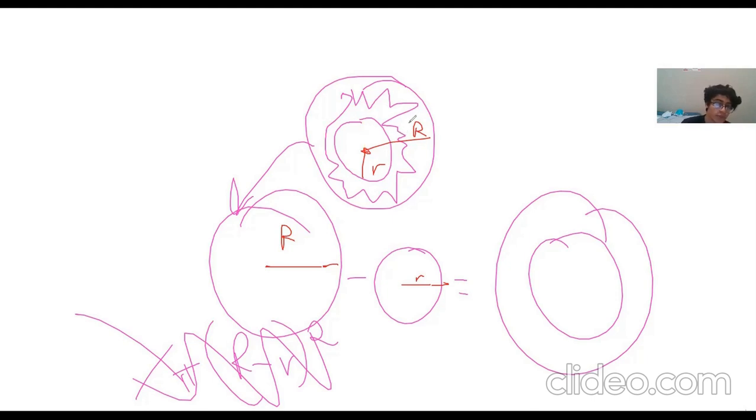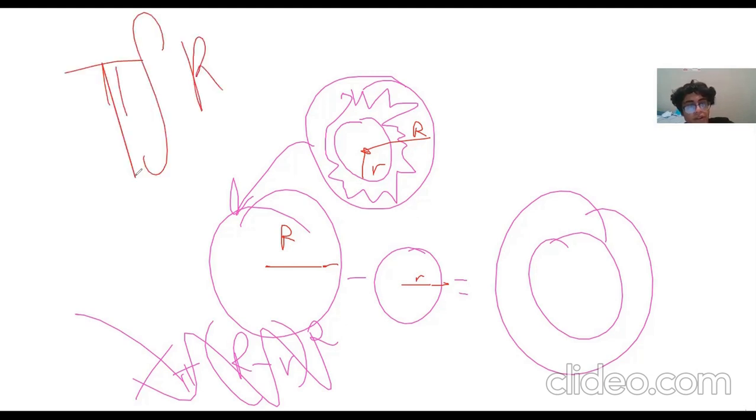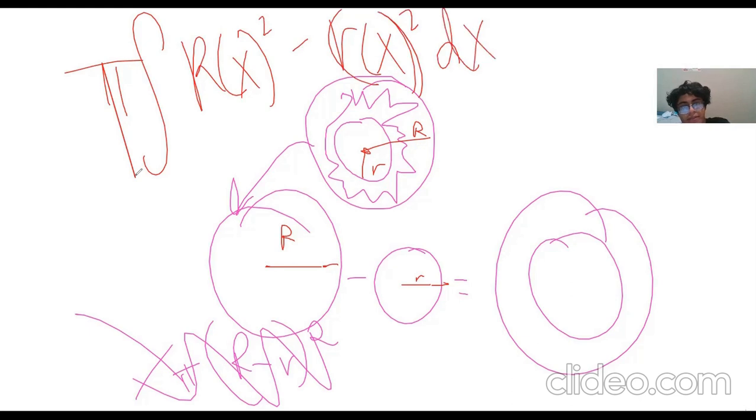It's the area of a circle with radius capital R minus the area of a circle with little r radius. And so how we see this is then pi, R of x squared minus little r of x squared, dx. And so the big R is simply the big function that's top. The little function is little r.